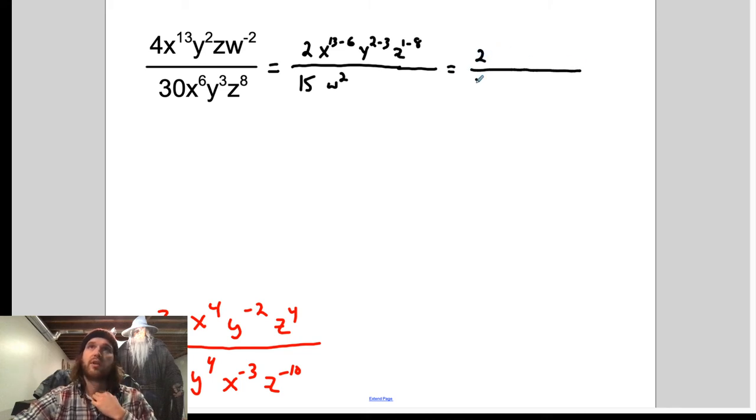We'll end up here with 2 over 15, and then x to the 7th, which is positive in the top, y to the minus 1, 2 minus 3, z to the minus 7th. So, and then anything that's negative we need to move, so we'll end up with 2 over 15, and then we'll have x to the 7th in the top, and y to the 1st, z to the 7th.